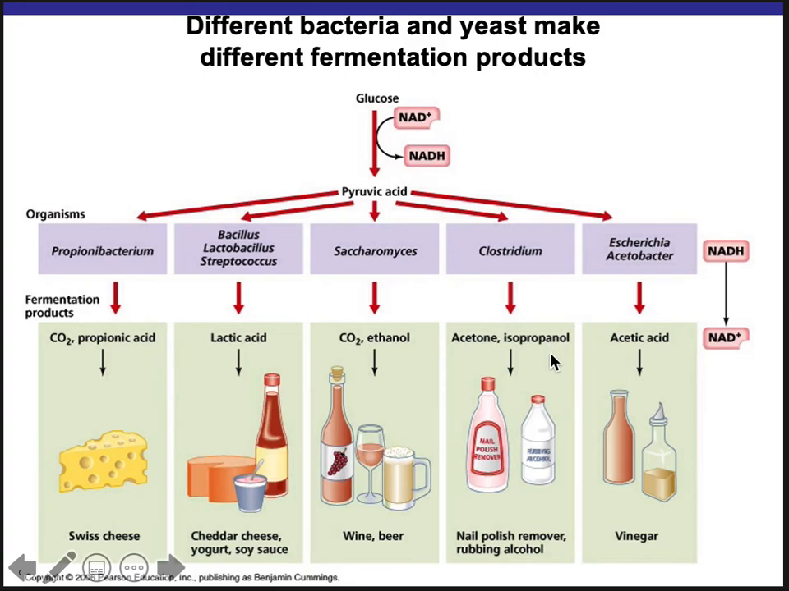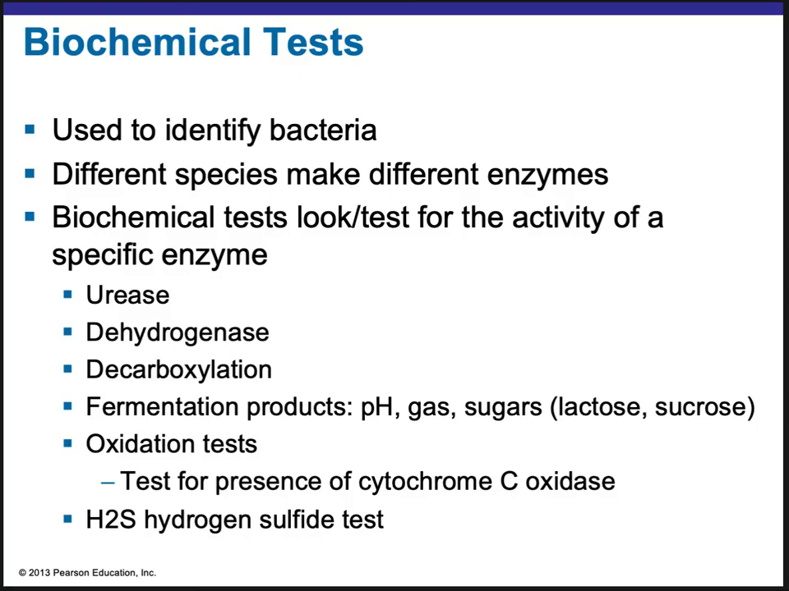isopropanol or rubbing alcohol, right? Acetic acid, vinegar, and then we have the lactic acid that I talked about, which can then also be used to make some cheeses, yogurt, soy sauces, and then we also have a different organism that makes propionic acid, which can be used to make Swiss cheese. These organisms, rather, can be used to make Swiss cheese. Okay, so I think that's everything I want to talk to you about for fermentation.